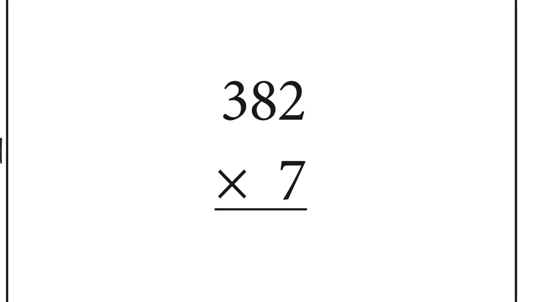382 times 7. Because I think it's helpful, I'm going to highlight it again. First thing we'll do is take 7 times 2, and we'll carry if we need to. I'm going to leave a box here just in case. Then I'm going to take 7 times 8, and if I need to, I'll carry a number here. And then I will take 7 times 3, and it doesn't matter if it's a 2-digit number or not. We will just write that answer right here, okay?